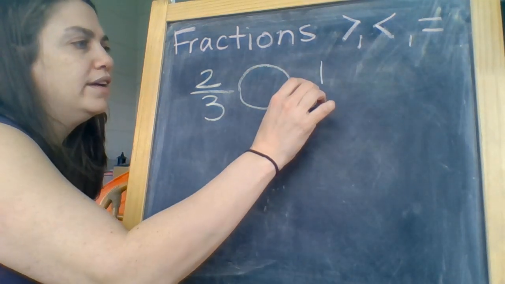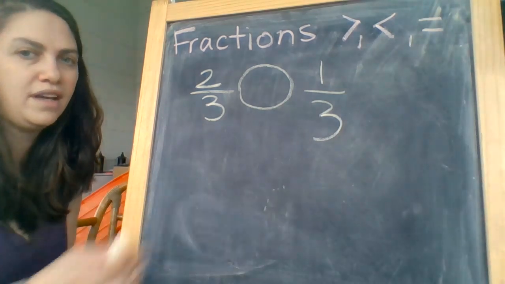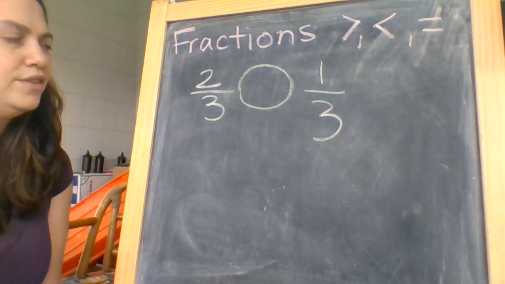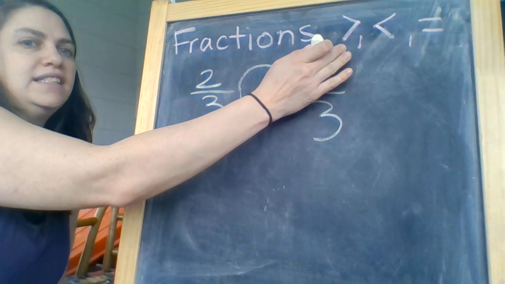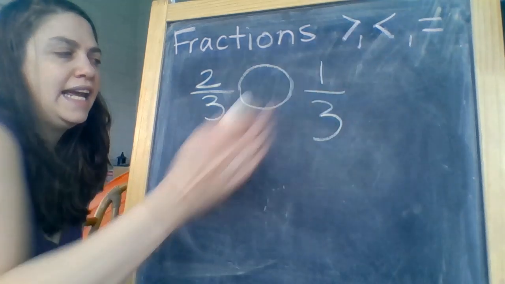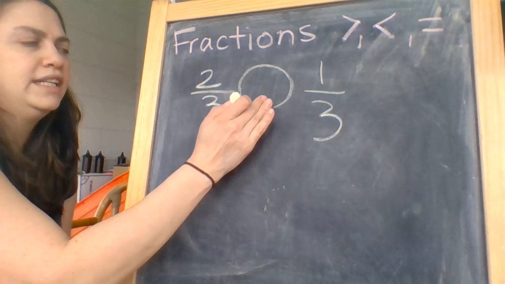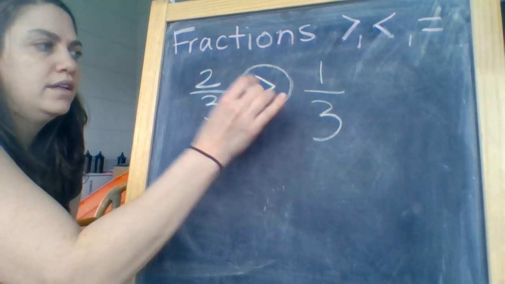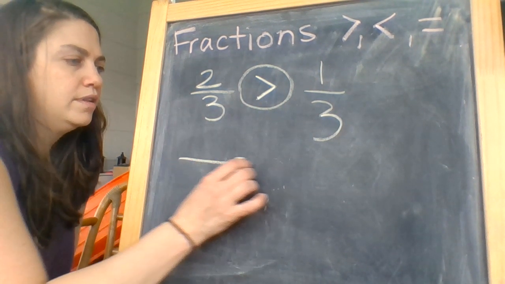and 1/3. I'm going to start with these just having the same denominator, common denominators. So which one is greater? Remember, this symbol faces the number that is larger. The open side is the number that's larger, or if they're the same. Well, if they have the same denominator, I'm going to look at the top number. 2 is greater than 1. I think it goes like this. Let's justify that on a number line.